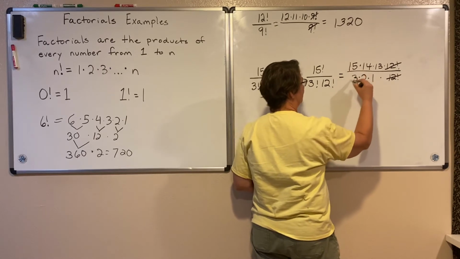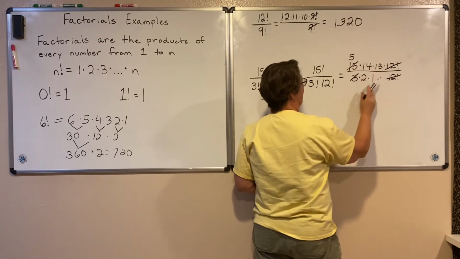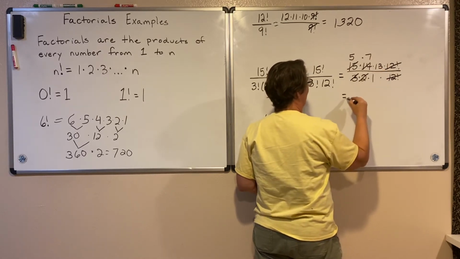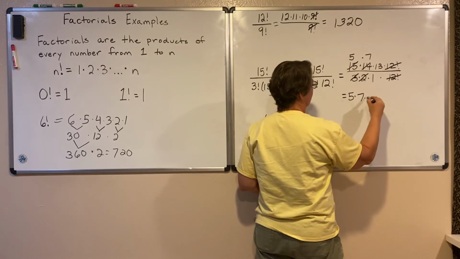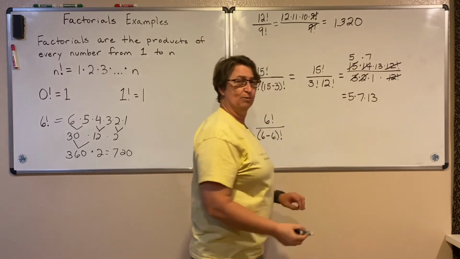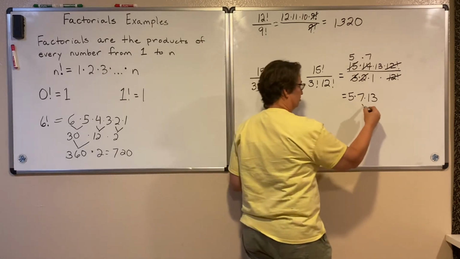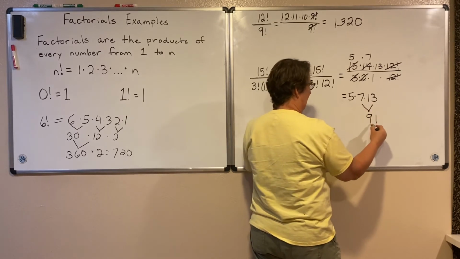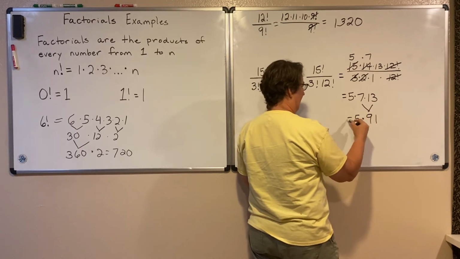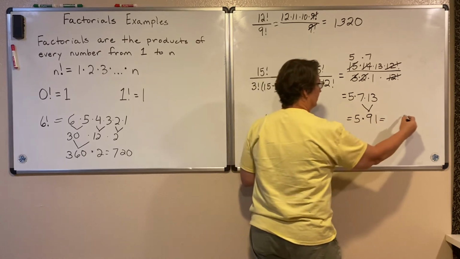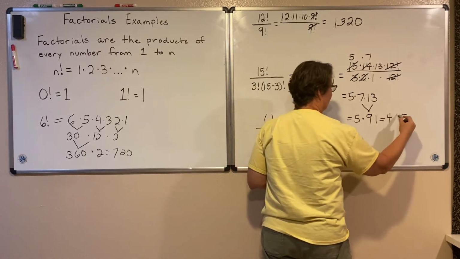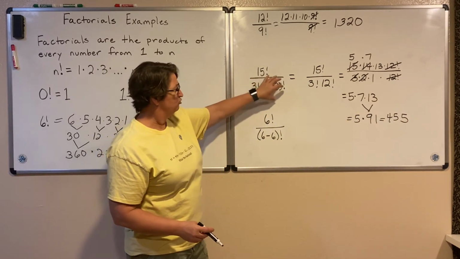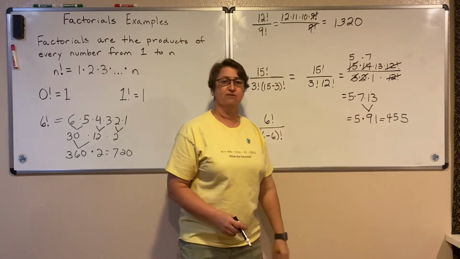So 3 goes into 15 5 times. And 2 goes into 14 7 times. So now I just have 5 times 7 times 13. I've made it a little bit easier on myself. And I can do 7 times 13, which gives me 91. And then I have times 5. Well, 5 times 91 is 455. So this factorial divided by those 2 factorials leaves me with 455.